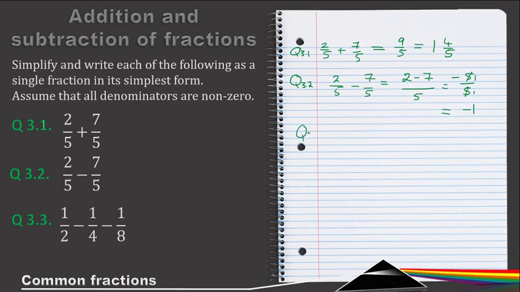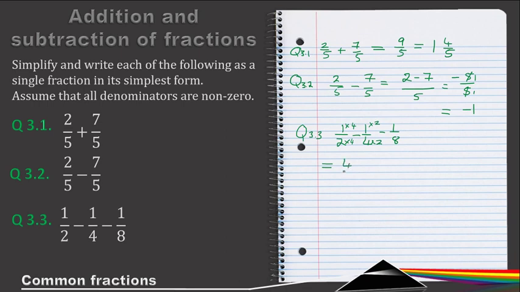In question 3.3, I've got 1 over 2 minus 1 over 4 minus 1 over 8. Alright, so first thing we need to do is to get it over the lowest common multiple, and between 2, 4, and 8, it's 8, because 2 can go into 8, 4 can go into 8. Now to get 2 to 8, I have to multiply it by 4, top and bottom. To get 4 to 8, I multiply it by 2, top and bottom.